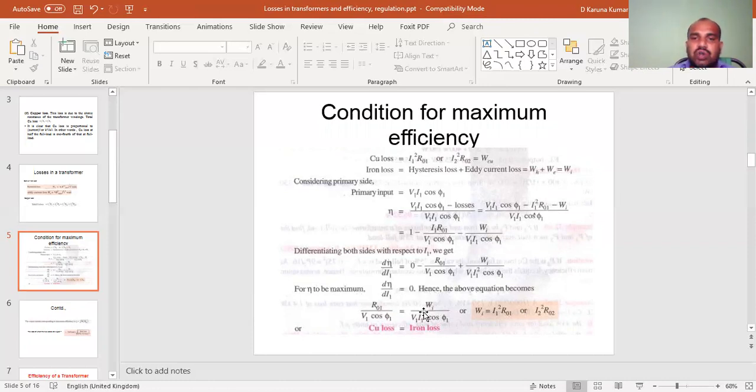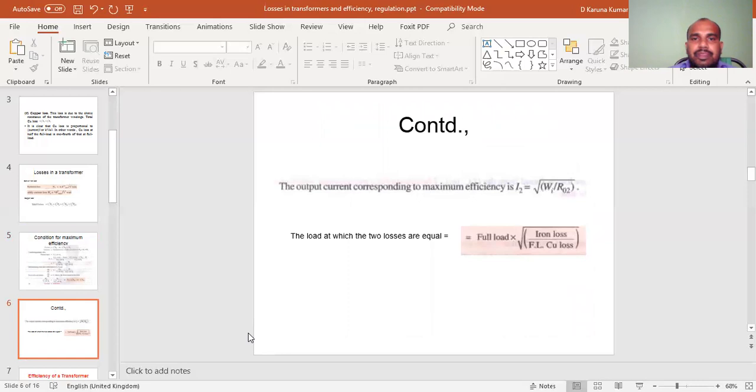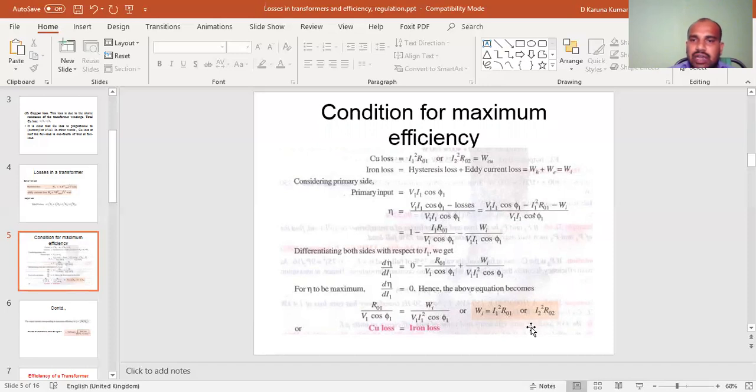Solving this, we finally get that the copper losses are equal to the iron losses. This is the condition for maximum efficiency in the transformer. The output current at maximum efficiency is I2 equal to the square root of iron losses divided by R02.